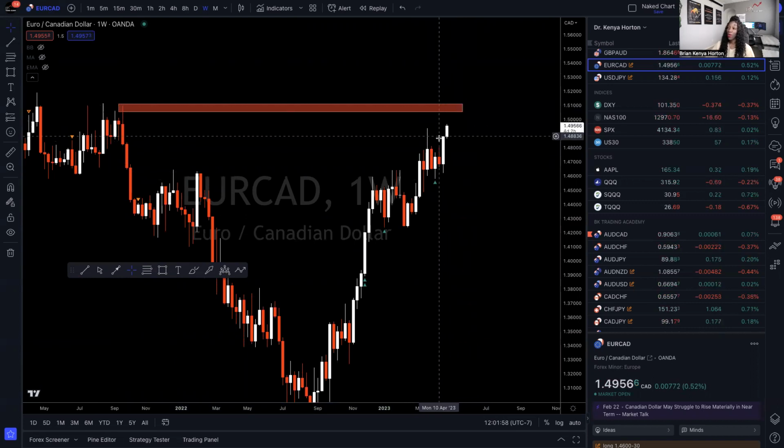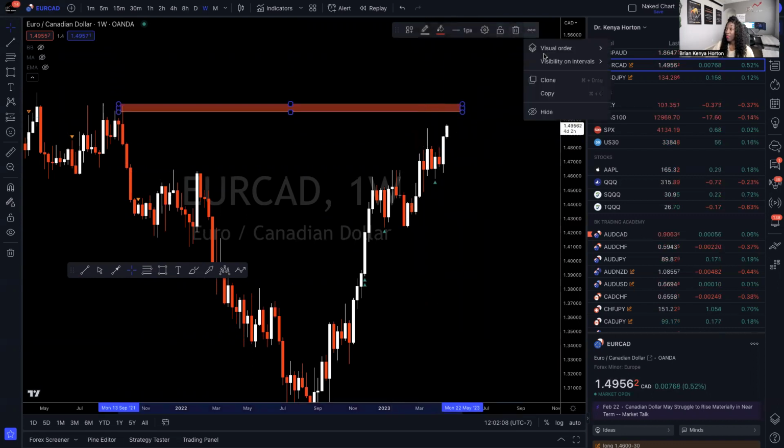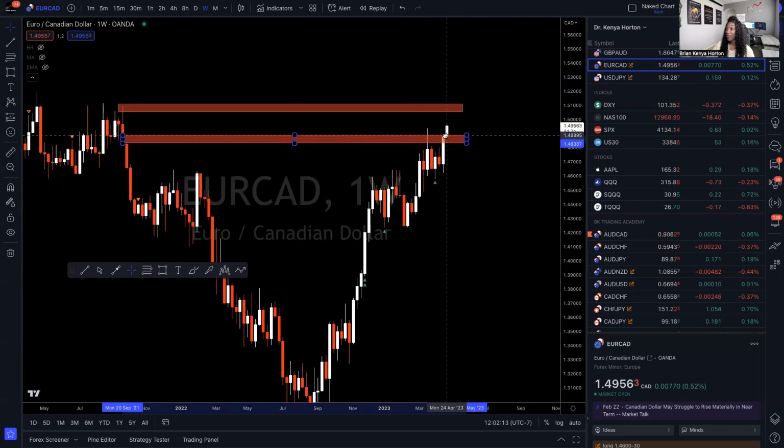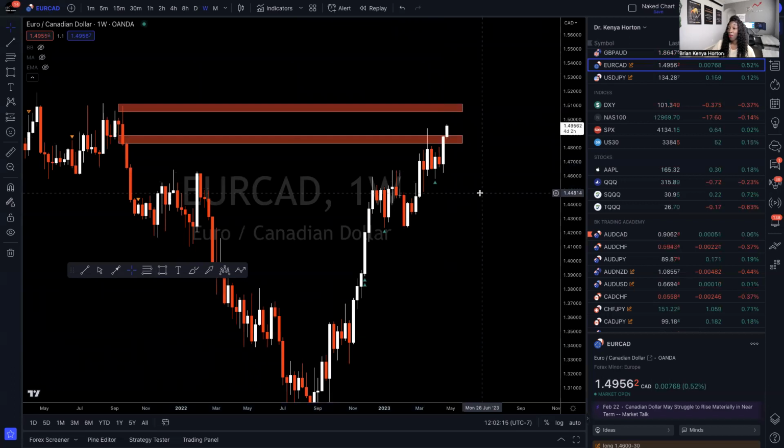So now because we've broken above that, I would expect the market to come back and give us a retracement somewhere near our current weekly support. So I'm just going to clone this zone, and then I am going to bring it down to about right here. Now, this is a pretty aggressive uptrend. So overall, we want to be trading with the dominant trend. But let me show you another thing you need to be mindful of.